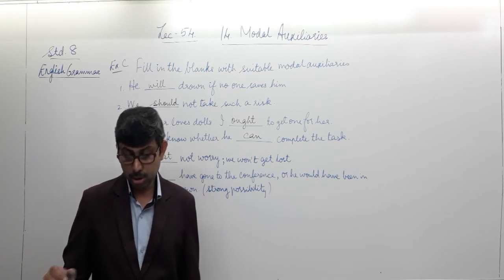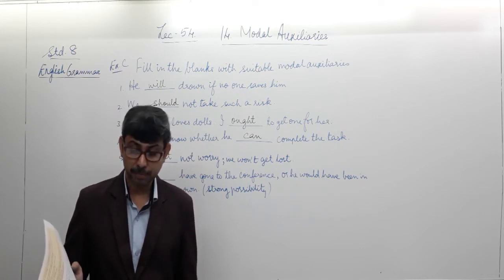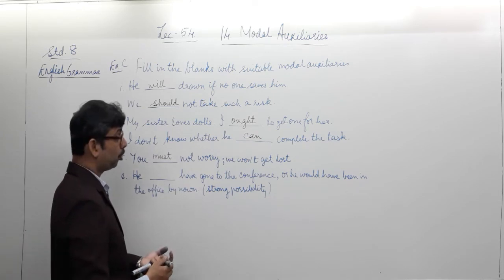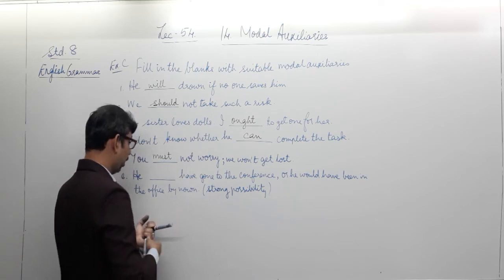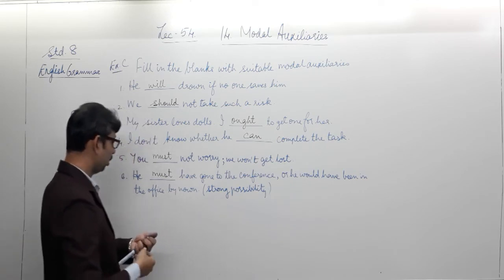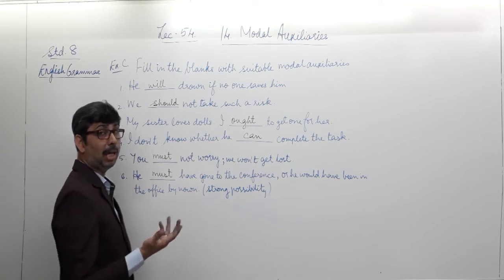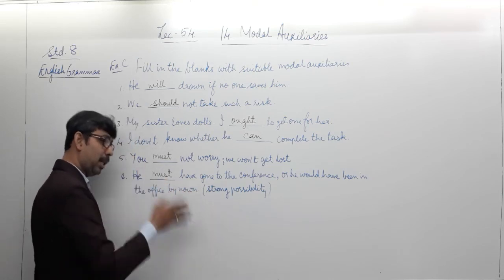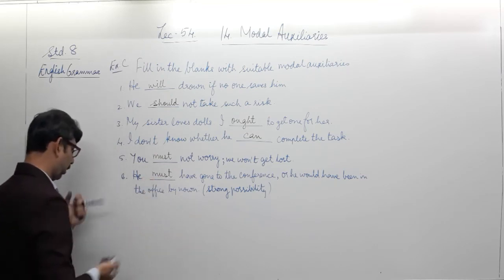here. To express strong possibility, we will be using the word must once again. So we can say he must have gone, definitely he must have gone to the conference, otherwise he would have been in the office by this time. So let's write the word must. He must have gone. You don't say he should have gone or he would have gone, because would be expressing an uncertainty, not a surety or certainty. Here we are trying to express certainty. Definitely he must have gone. Therefore, must is the required word over here.